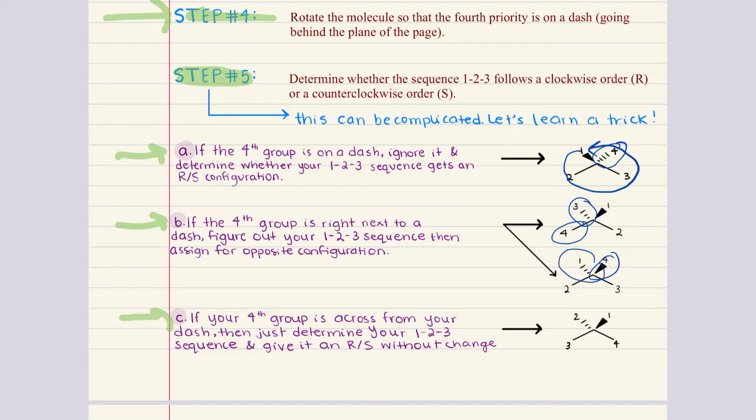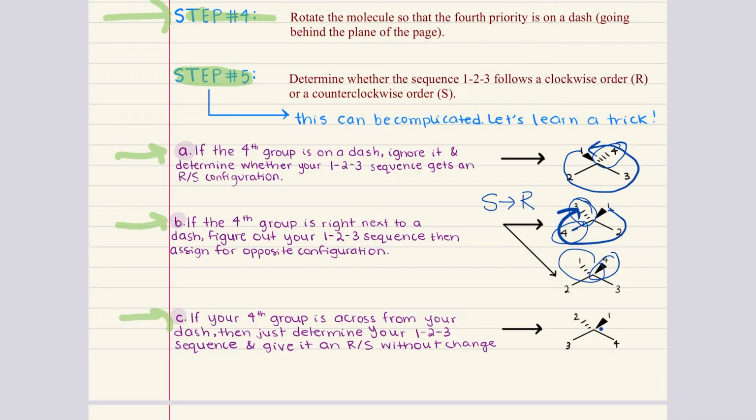In that case, what you want to do is determine the 1, 2, 3 direction and then assign the opposite configuration. So if 1 to 2 to 3 is counterclockwise, usually that would mean the S configuration. But that's only if the 4th group is on a dash. If the 4th group is near a dash, you have to go ahead and assign the opposite configuration. So S's become R's and R's become S's.